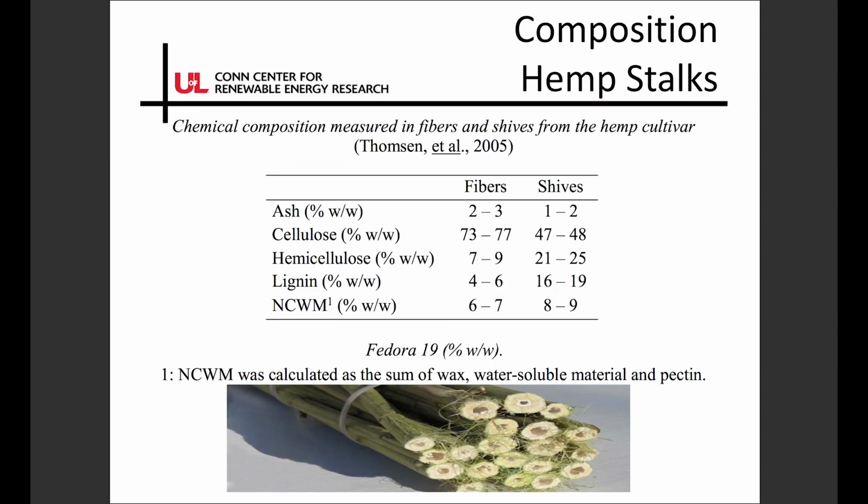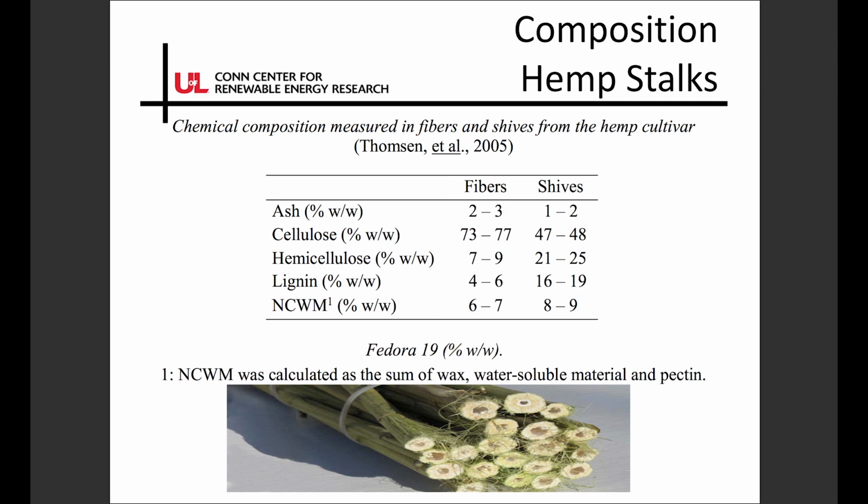If we look at the composition of hemp stalks, you have hemp fibers and hemp stripes, which is hard. The ash content in the stripes is kind of low, while on the outside, on the fiber, there is more ash content. Looking at the cellulose value, they are mostly cellulosic fibers, and the hemicellulose value is low, and lignin is low.